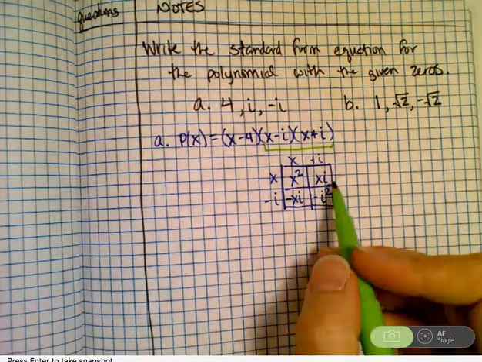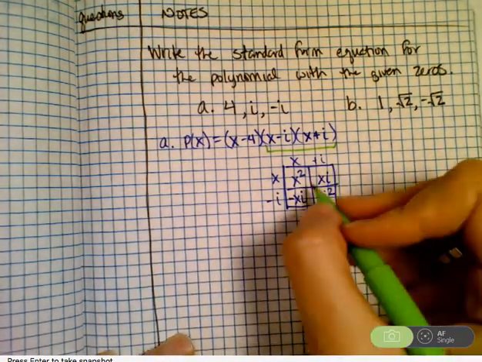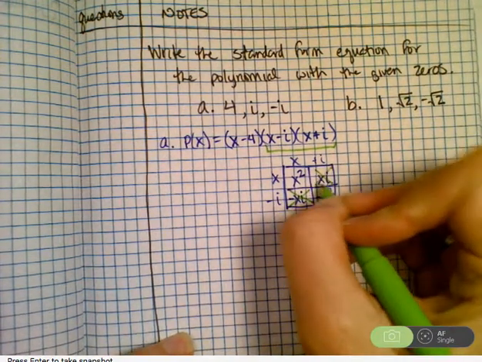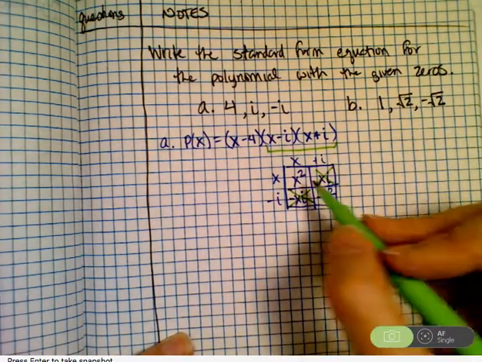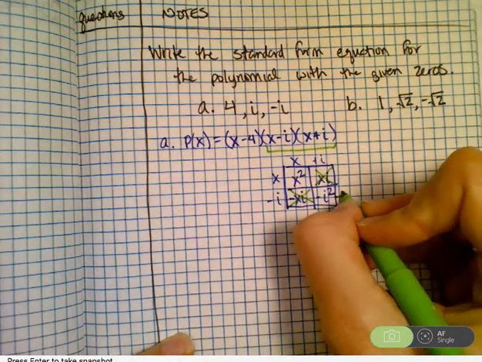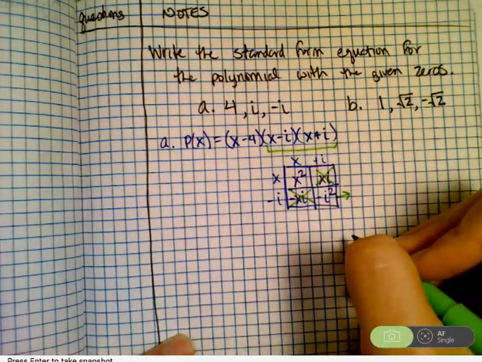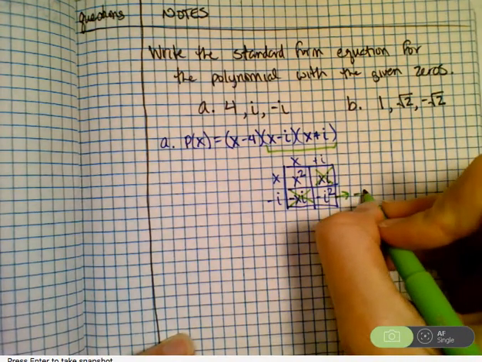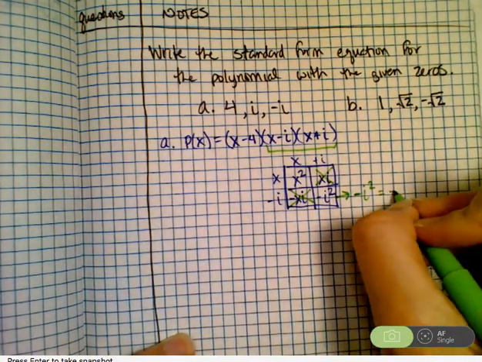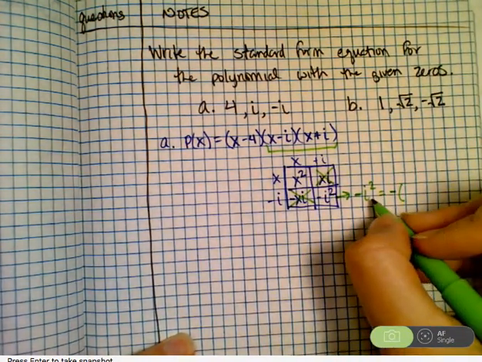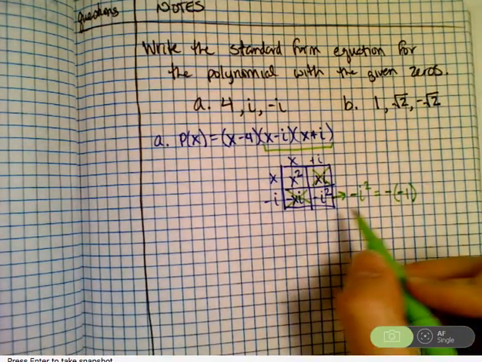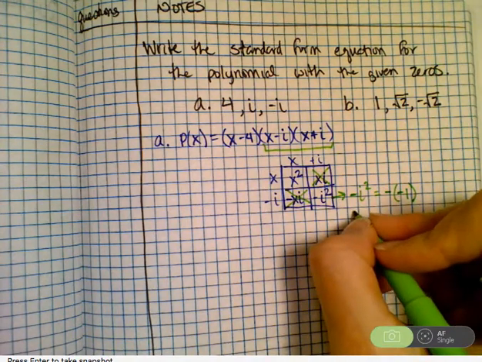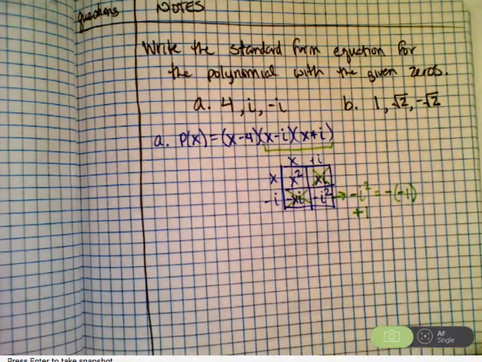A couple things to notice here. xi and negative xi are opposites, so those are just going to cancel out, because when we have xi and we subtract xi from it, we get nothing. The other thing to notice is that this negative i squared, well, i squared equals negative 1. So really, that negative i squared is a plus 1.